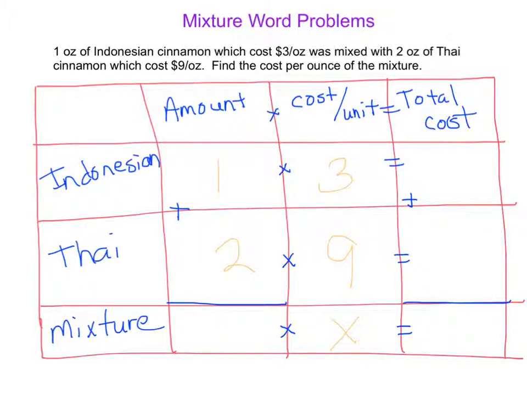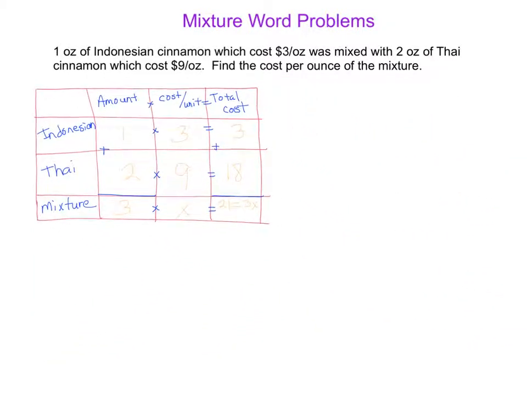Now we can just fill in the table. 1 plus 2 is 3. Multiply across. 1 times 3 is 3. 2 times 9 is 18. Now for this corner one here, that's where we're going to put our equation. Add down. 3 plus 18 is 21 equals, then multiply across. 3 times x is 3x.